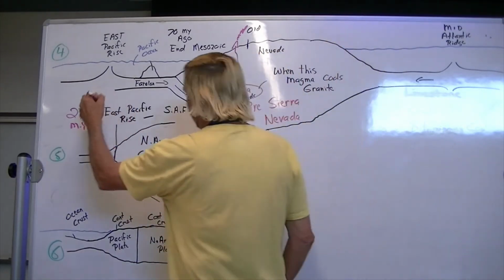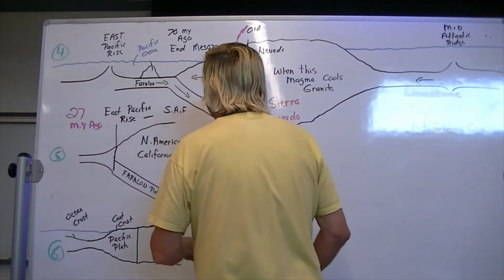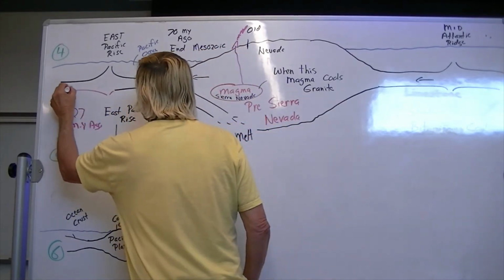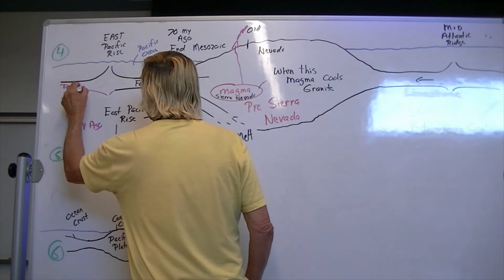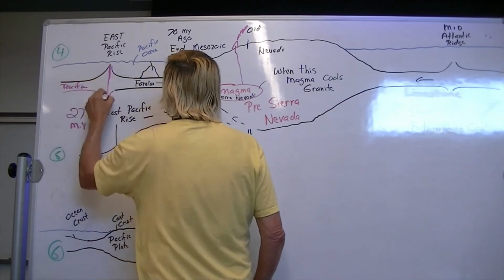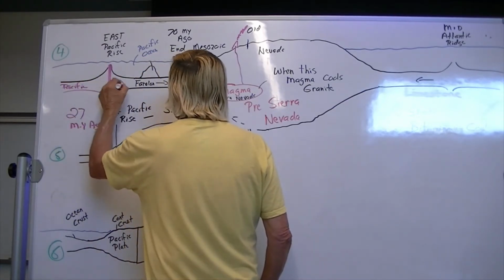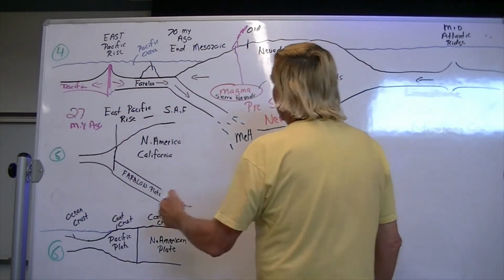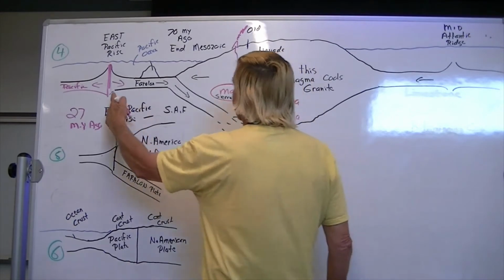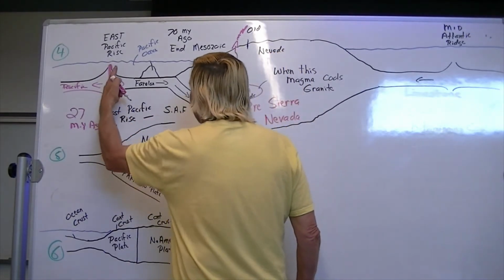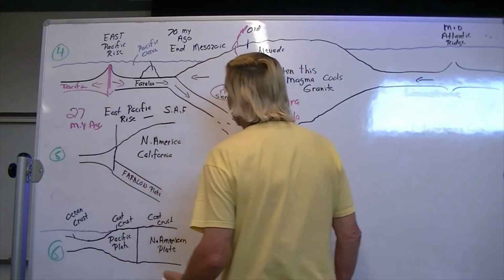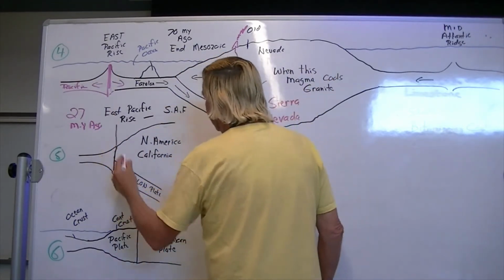So this is the Pacific Plate here. This is the East Pacific Rise, where new magma is being added. That magma is pushing the old crust aside. And then 27 million years ago, the North American continent makes contact with this East Pacific Rise. And this is the birth of the San Andreas Fault.